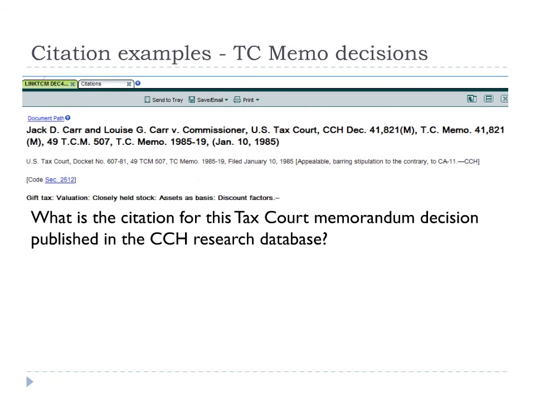I hope by now you are getting the hang of citation format. Take a minute and see if you can provide the citation for the CAR TC Memorandum Decision as if you read the case in CCH.